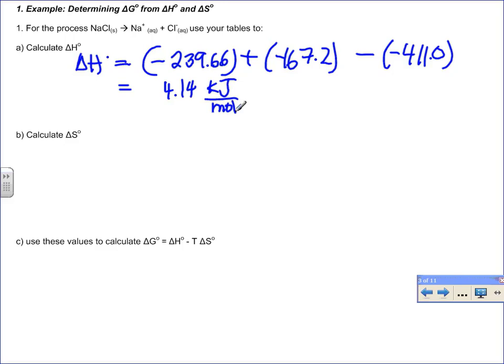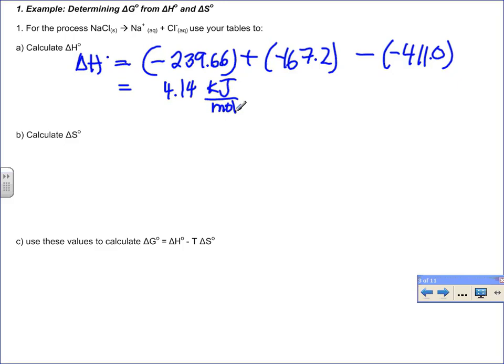So for this process, the delta H naught is equal to 4.414 kilojoules per mole. Recall that the naught symbol means that this is carried out at standard conditions, which means that we are dealing with solutions that are 1 mole per liter and gases are at 1 atmosphere. It also is carried out at 298 Kelvin, which is 25 degrees Celsius. So, as expected, dissolving a salt is an endothermic process.